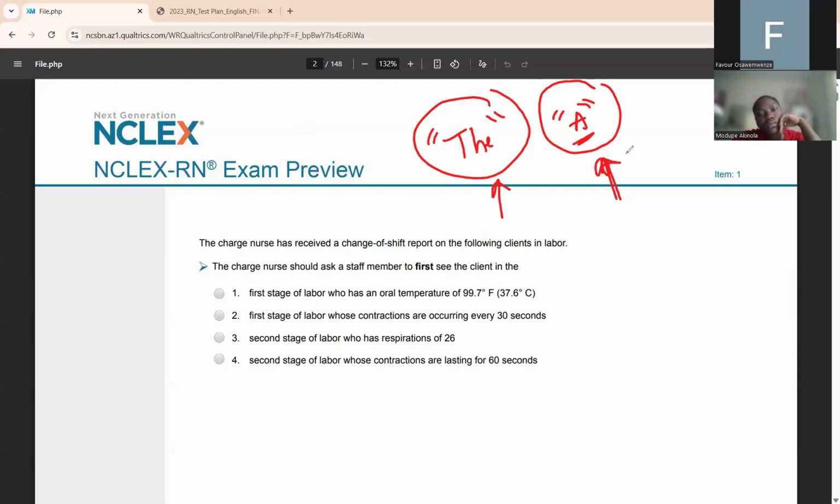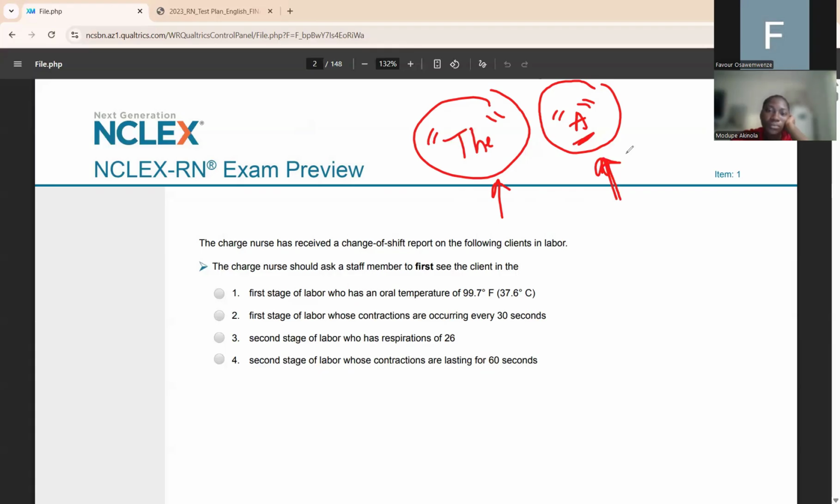You see, they start with the nurse is caring for a client. They said a client. They did not say the nurse is caring for the client. They said the nurse is caring for a client. So it means that the nurse is the one carrying out the care. The client is the one receiving the care. So pay attention to this because you want to understand who needs care in that particular question.